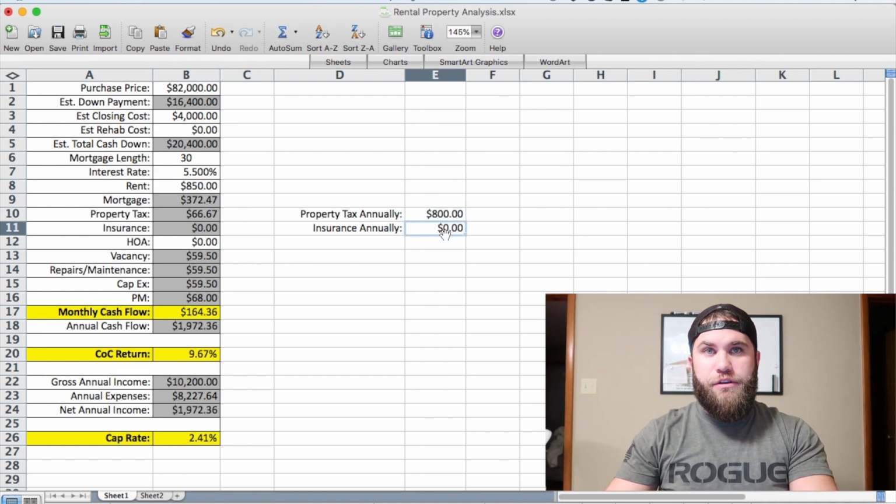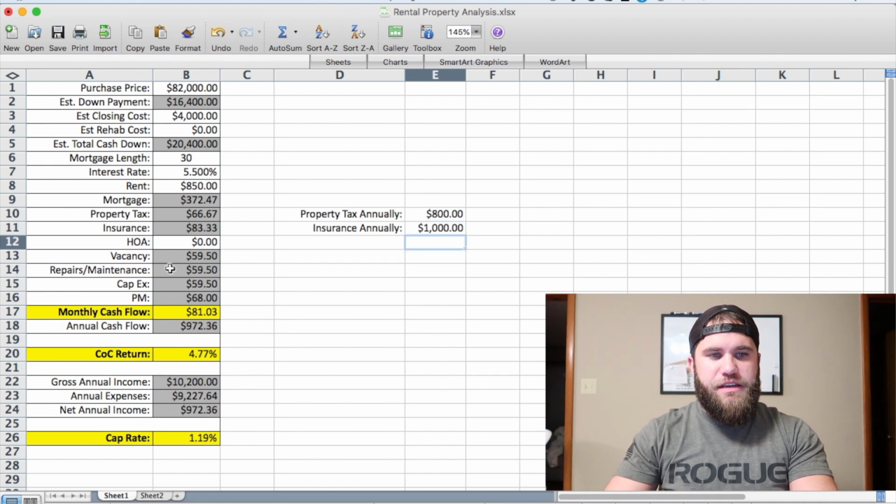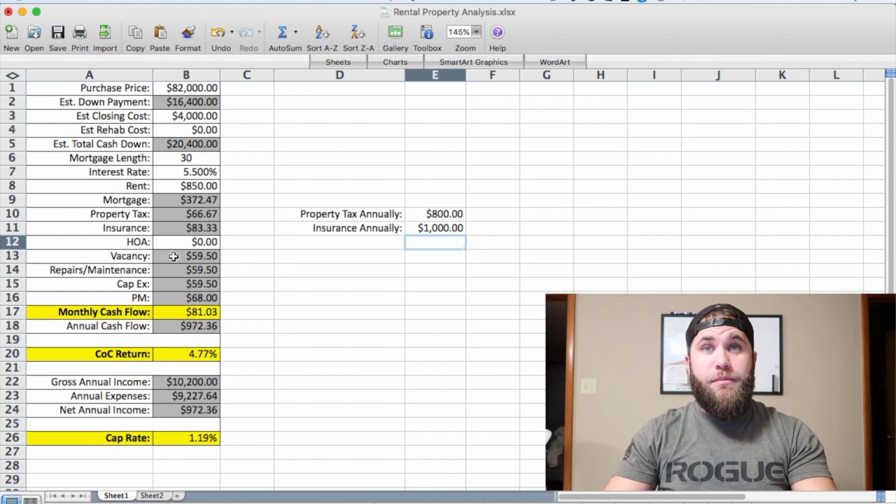For insurance, you can either call your insurance company and get a quote. I know roughly what this is going to cost me, and I've already talked to my insurance, so I just like to put in $1,000. Then for vacancy, repairs, maintenance, and CapEx, this is really important for first-time investors like me. You need to make sure that you are accounting for vacancy, repairs, maintenance, and CapEx.